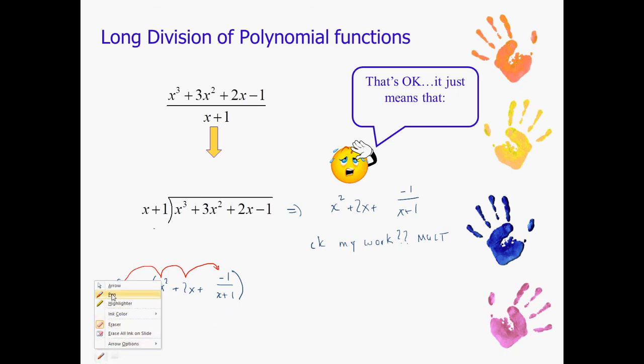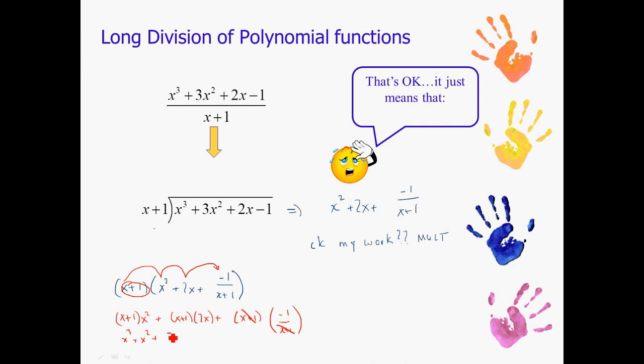I want to show you another way I can think of, instead of taking just x and x and then the 1: take x plus 1 and multiply it 3 times. So x plus 1 times x squared, and x plus 1 times 2x, and x plus 1 times negative 1 over x plus 1. Can you see why I'd want to do it this way this time? Yes, this is x cubed plus x squared, and this is 2x squared plus 2x, but what is this? Negative 1. So I am going to just do negative 1 here, and then combining like terms, of course, gets me x cubed plus 3x squared plus 2x minus 1. Ta-da!